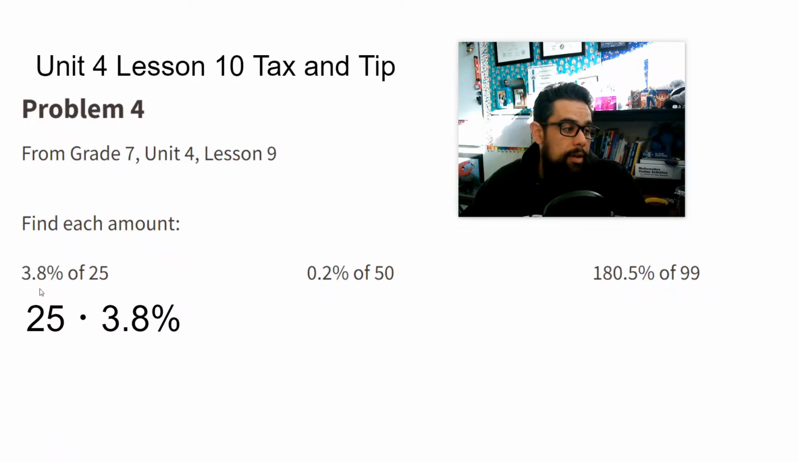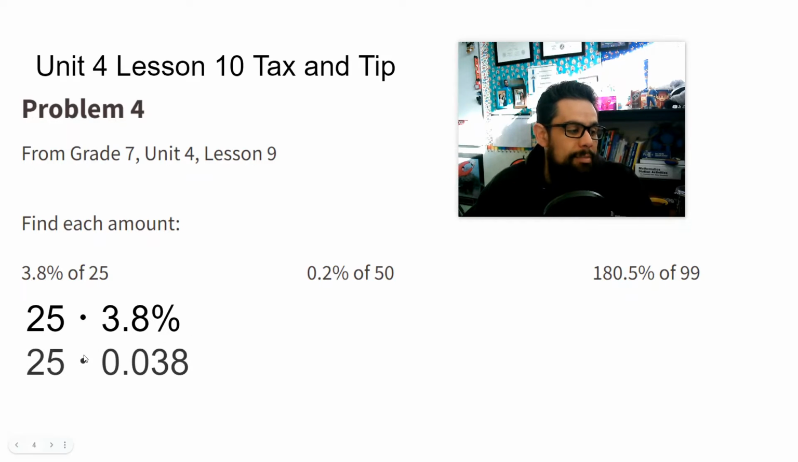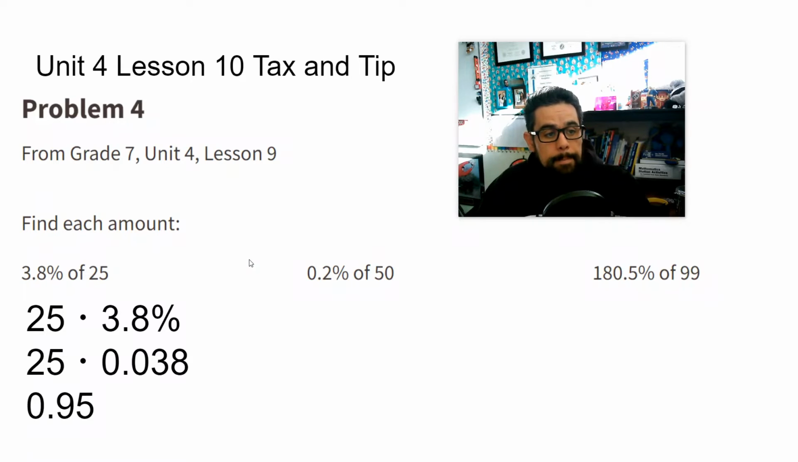In our first one, we want to do 3 and 8/10% of 25. So I'm going to multiply 25 times 3 and 8/10%. The next extra step here will be to write the percent as a decimal. Okay, you can't just multiply by 3.8. You have to write it as a decimal. This percent written as a decimal is 38 thousandths. So I'm going to do 25 times 38 thousandths, and that's going to be 95 hundredths.